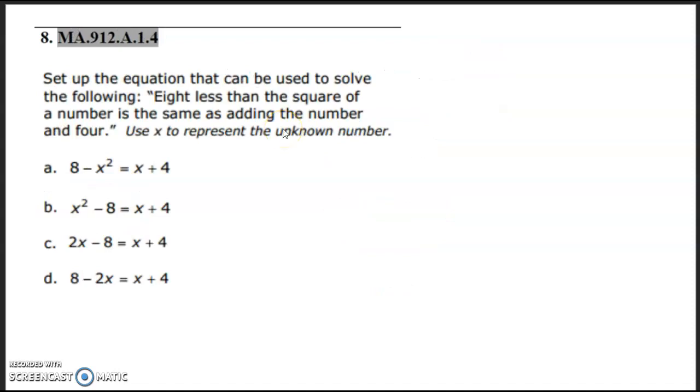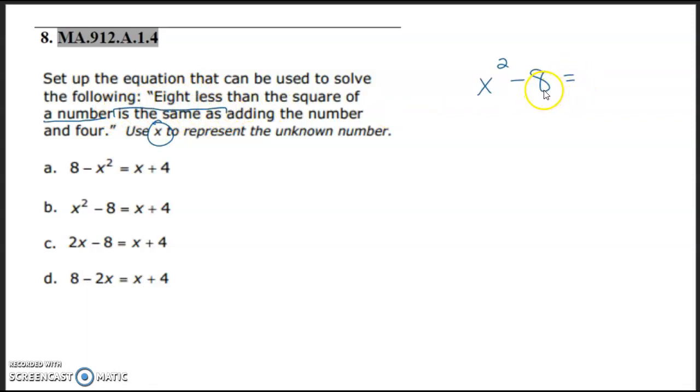All right, so the last one in this video is number 8. Set up the equation that can be used to solve the following. So what they're doing here is they're giving you words and they want you to put it into an algebraic expression. So 8 less than the square of a number. So the first thing that we can figure out is it says here the square of a number, and then it said use x. All right, so I know I'm doing x squared. Then it says 8 less than that. So I need to subtract 8. So less than means to subtract. Is the same as. So is the same as is your equal sign.